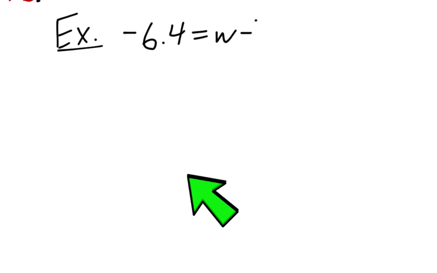All right, we're going to do one more problem so you can see how these steps work. This one's going to be adding and subtracting. Let's do negative 6.4 equals W minus 3.17.